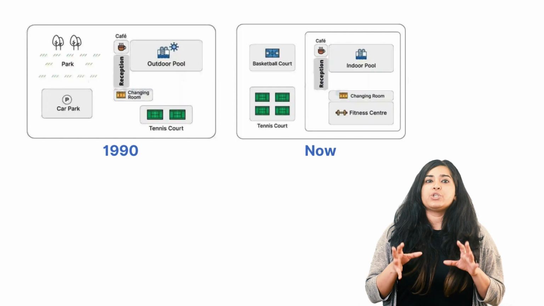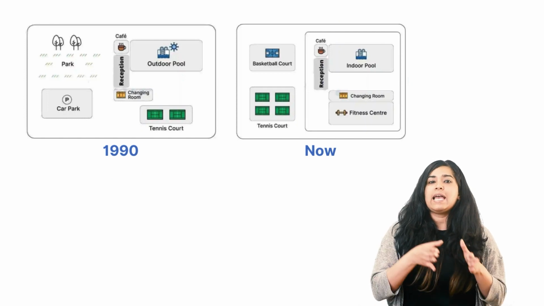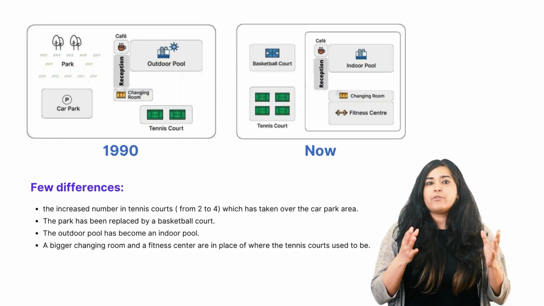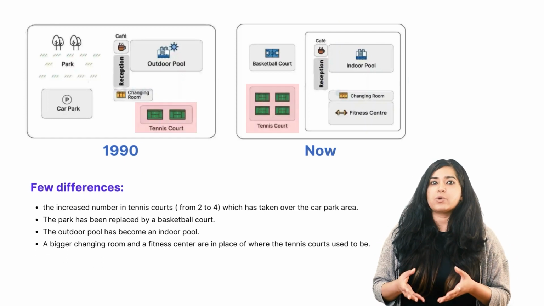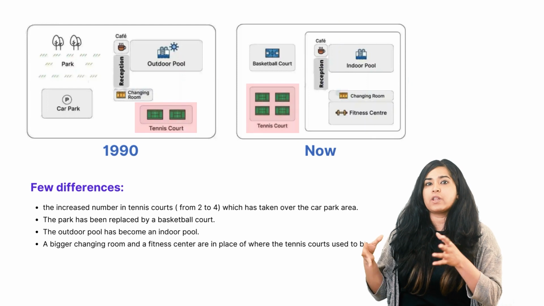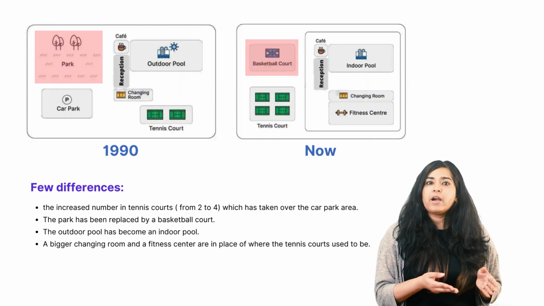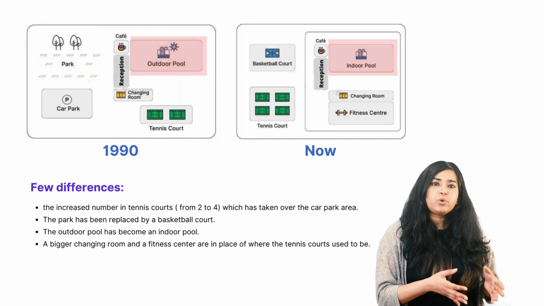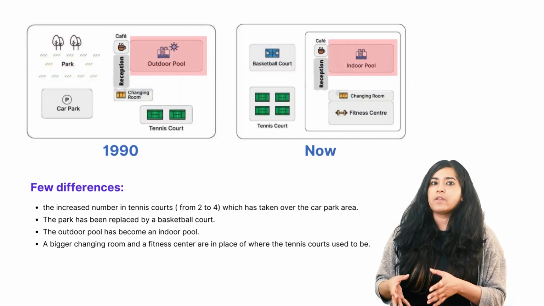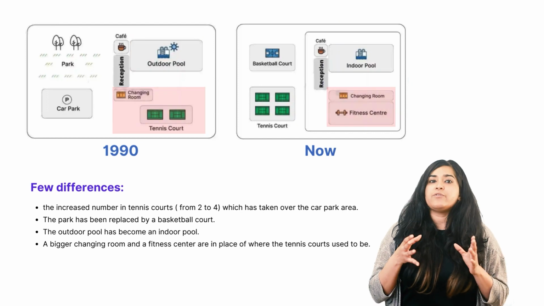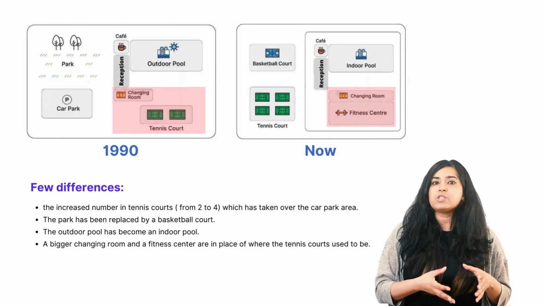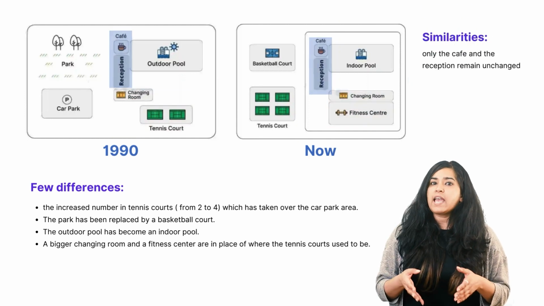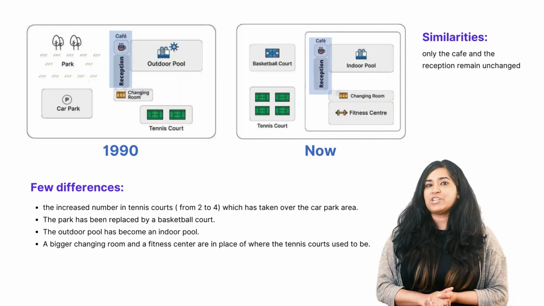We can see that there are 2 time periods, 1990 and now. We can also see quite a few differences. For instance, the increased number of tennis courts from 2 to 4, which has taken over the car park area. The park has been replaced by a basketball court. The outdoor pool has become an indoor pool. A bigger changing room and a fitness center are in place of where the tennis courts used to be. Now for the similarities between the two. Only the cafe and the reception area remain unchanged.